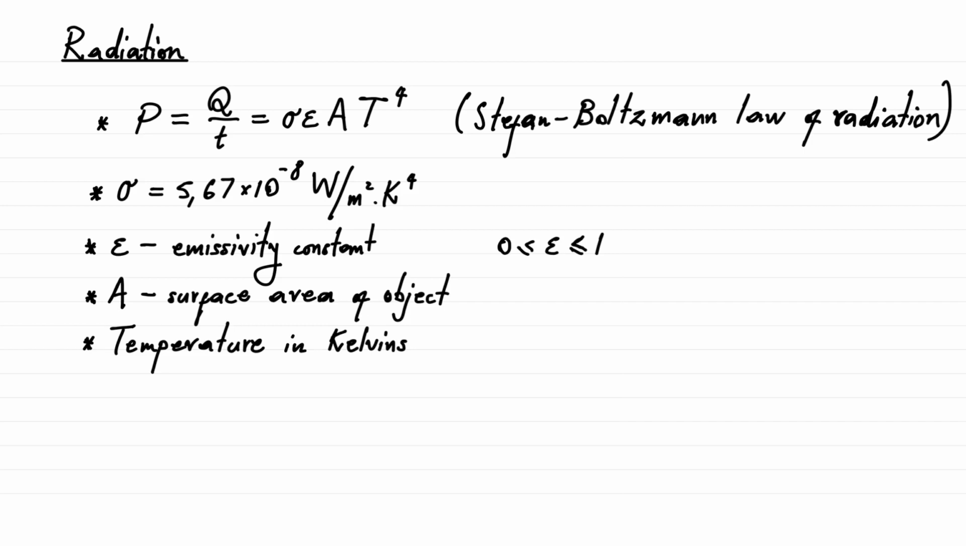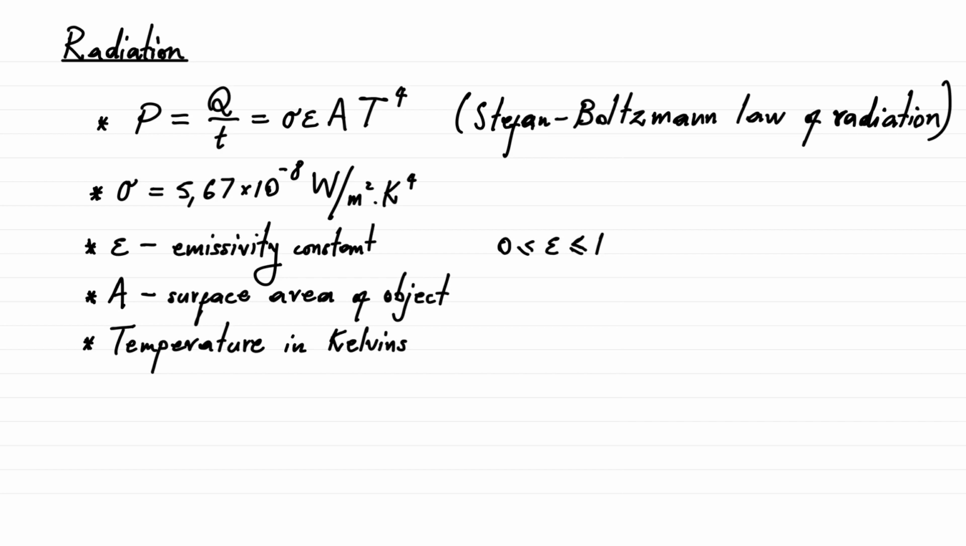If an object is a good absorber, it will also be a good emitter. So if it's very good at absorbing, then its emissivity constant will be large, closer to 1. But if it's a poor absorber and emitter, its emissivity constant will be closer to 0. Actually, in physics, we also have this thing called a black body. A black body is a perfect emitter and absorber. In other words, it will emit all kinds of radiation. It emits all the available radiation, and it can also absorb all kinds of radiation.